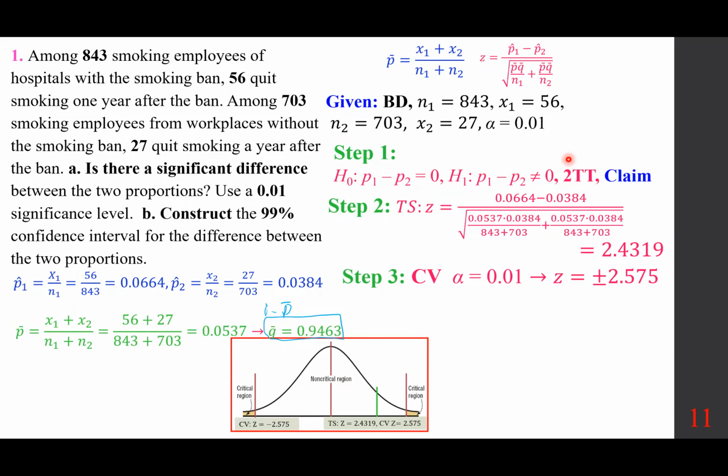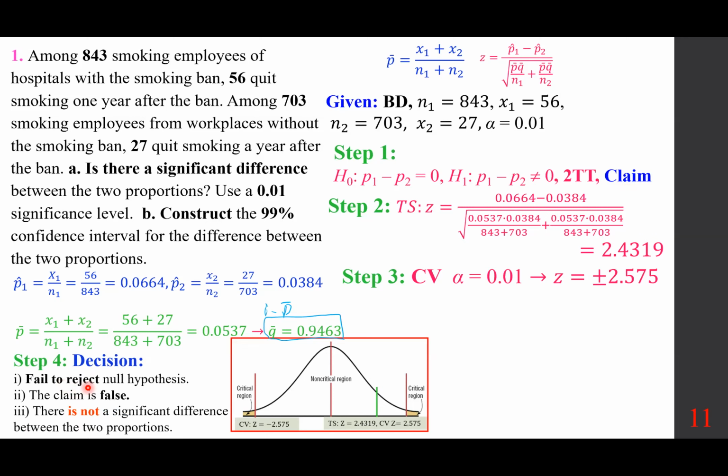If we are not rejecting the null hypothesis, that means we are rejecting H1 in essence. The claim becomes false. There is not a significant difference between the two proportions. Fail to reject the null hypothesis because this test statistic is in between. The claim is false. There's not a significant difference between the two.